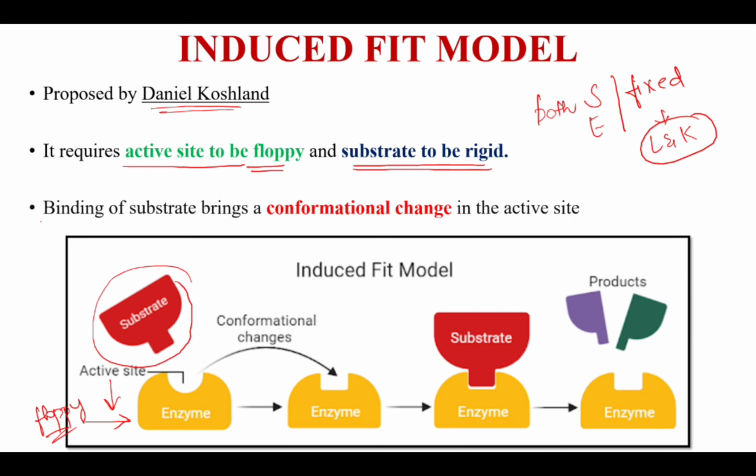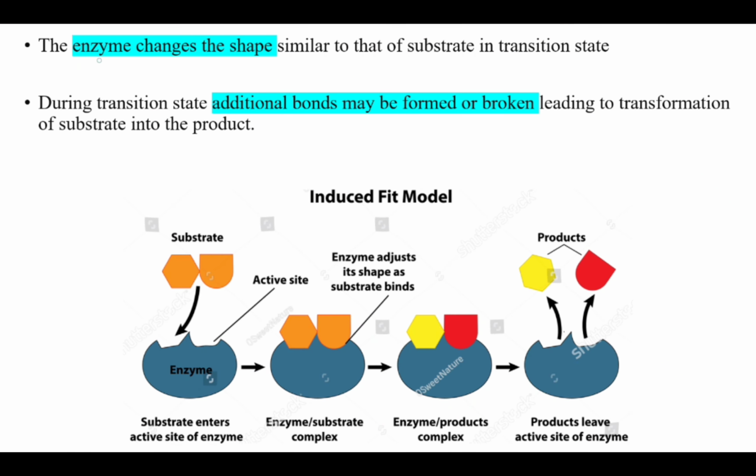Because of this, whenever the substrate comes and binds to the active site of the enzyme, the active site will undergo a conformational change and change according to the shape of the substrate. This floppy site of the enzyme changes its shape according to the substrate, so that is why this is called the induced fit model. The enzyme changes shape similar to that of the substrate in the transition state, and during the transition state additional bonds may be formed or broken, leading to transformation of the substrate into the product.